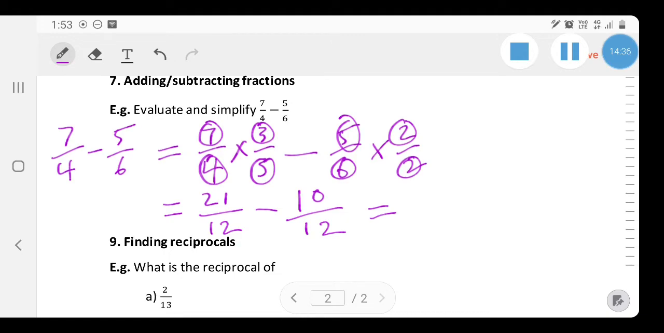It's like saying 21 pizzas minus 10 pizzas. It's easy. If you know how to do 21 minus 10, that is, which you do. 21 minus 10 is 11. So the answer is 11 twelfths. Okay.